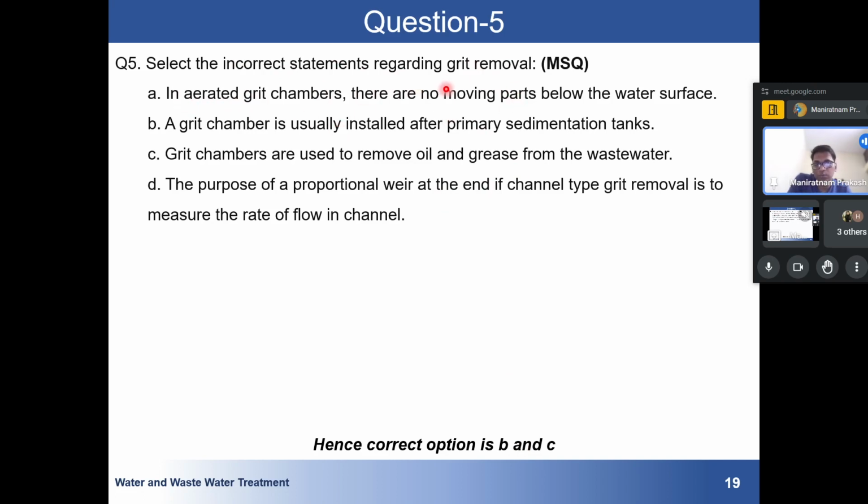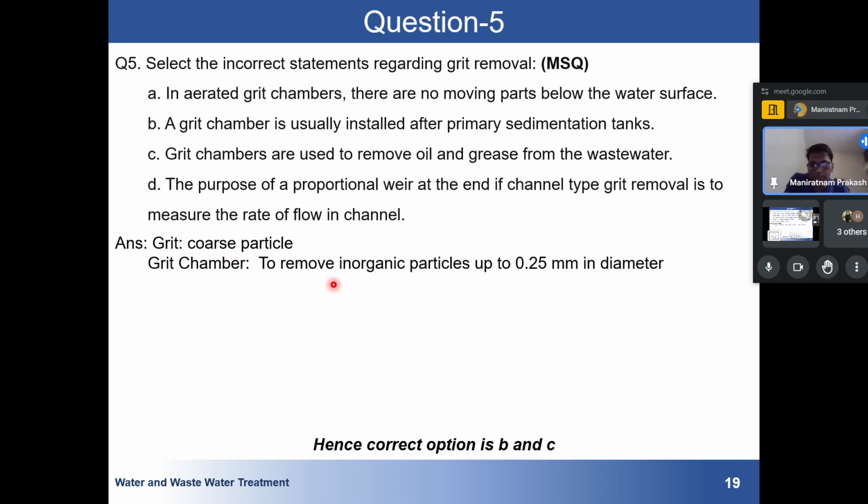Before knowing grit removal, you should know what grit is. Grit is coarse particle. A screening chamber was removing larger particles. Then there are coarser particles, which are neither too fine nor too big. They are in between the larger particles and the finer particles. And what does the grit chamber do? The grit chamber is used to remove inorganic particles up to 0.2 mm in diameter.